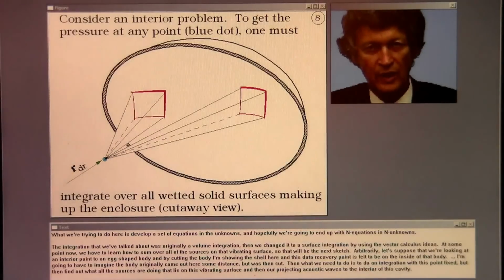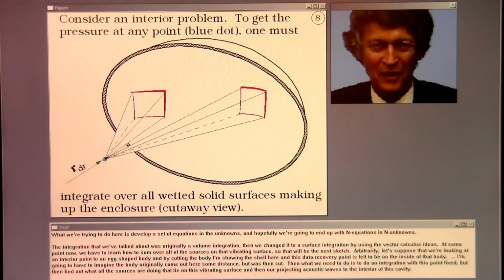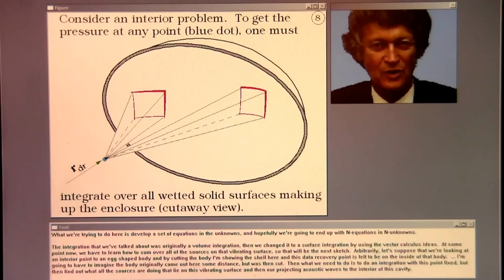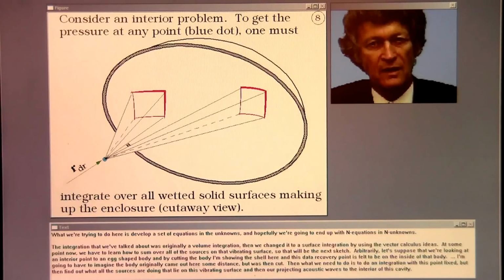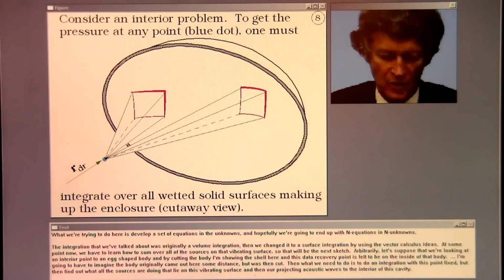What we're trying to do here is develop a set of equations in the unknowns, and hopefully we're going to end up with n equations in n unknowns. The integration that we've talked about was originally a volume integration, then we changed it to a surface integration by using the vector calculus ideas. At some point now we have to learn how to sum over all of the sources on that vibrating surface, so that will be the next sketch.